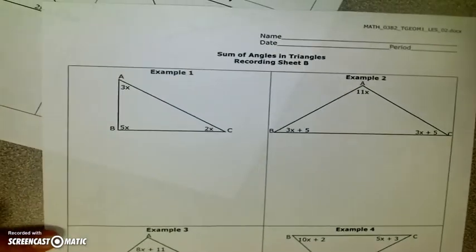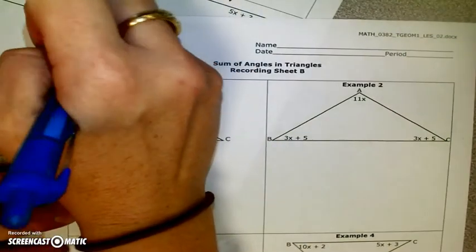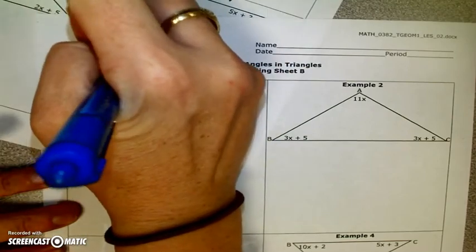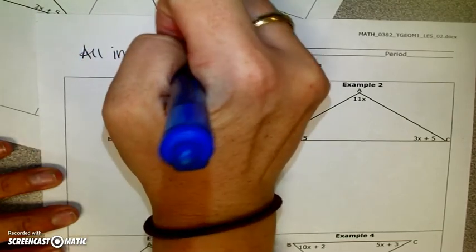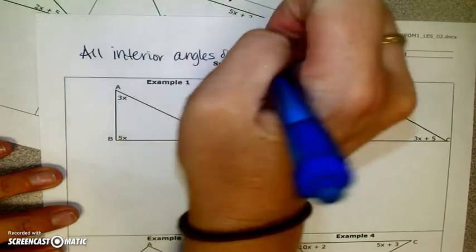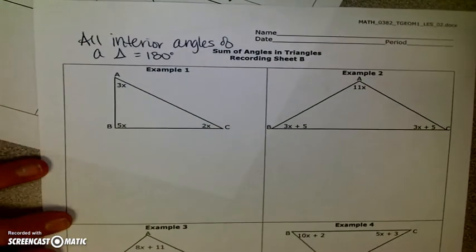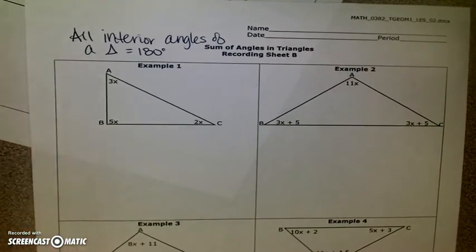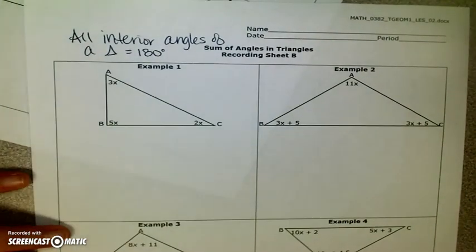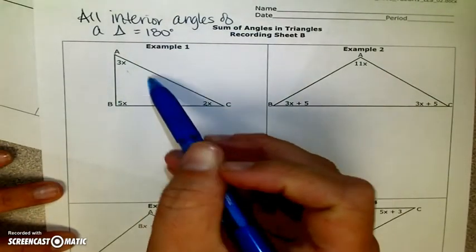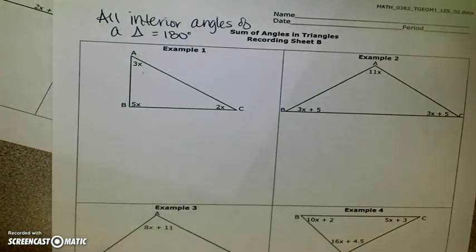If you'll remember from today, the big thing that we learned was that all interior angles of a triangle equal 180 degrees. And we're going to need to remember that when we're working on the sum of these triangles. Now, you'll notice in example 1, we do not have any degrees here. All we have are variables being multiplied by a constant.